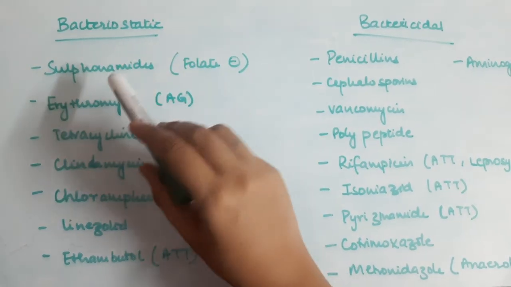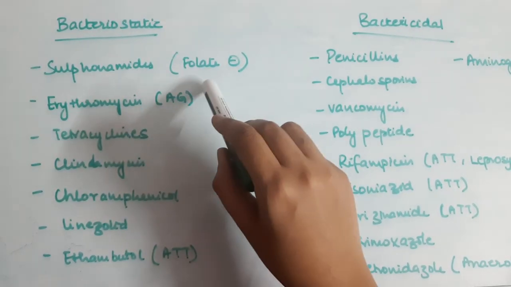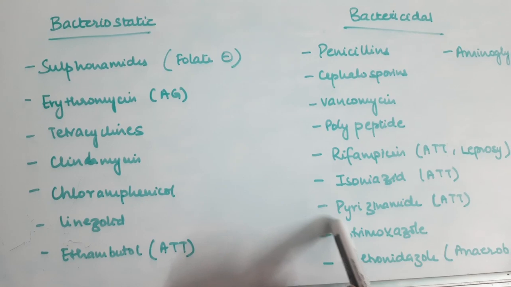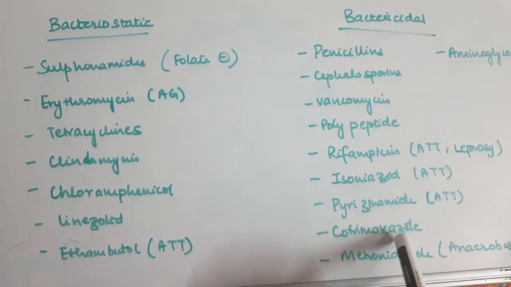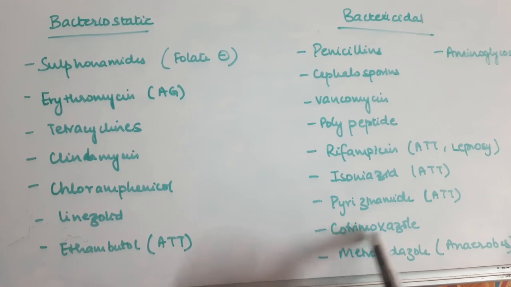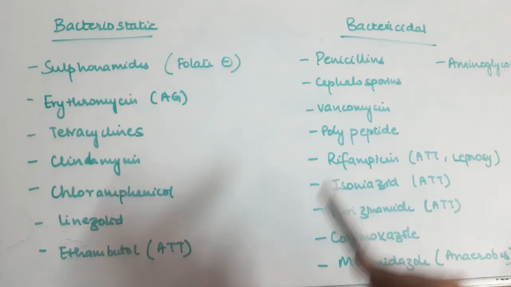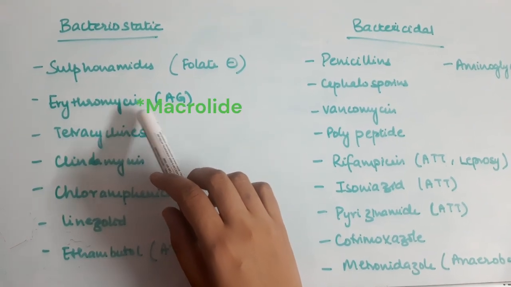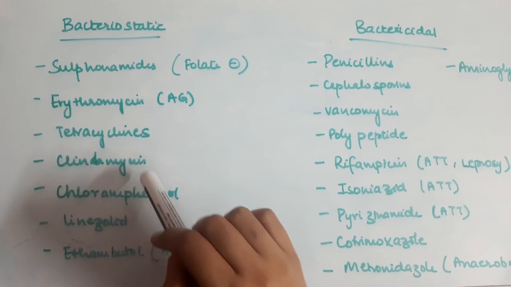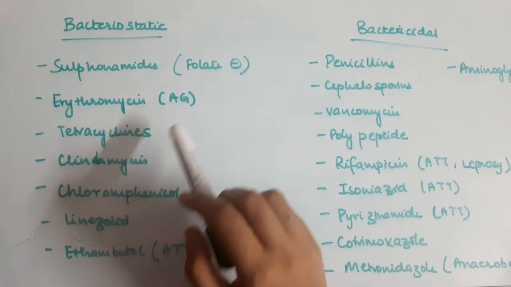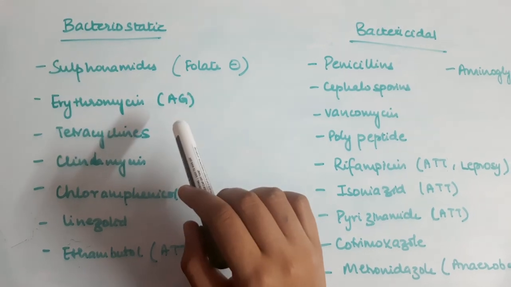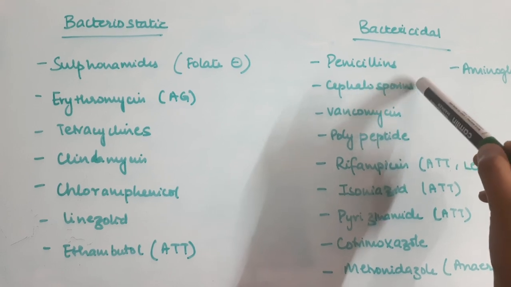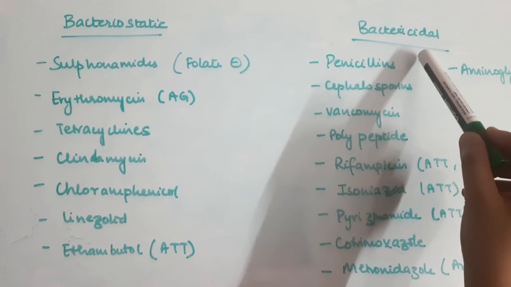So our bacteriostatic drugs are sulfonamides, which we know are folate inhibitors. But with these sulfonamides, if we add trimethoprim with sulfamethoxazole, which is famously known as cotrimoxazole, it becomes bactericidal. Your protein synthesis inhibitors like erythromycin, tetracyclines, clindamycin, chloramphenicol, linezolid, all of these are bacteriostatic drugs. Whereas cell wall synthesis inhibitors like penicillins, cephalosporins, vancomycin are bactericidal.